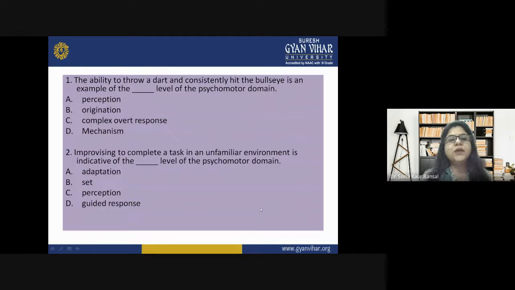Now, the ability to throw a dart and consistently hit the bull's eye is an example of. Now these are the questions, students, that I'm asking you, and you have to answer in my comment box as well. So, the ability to throw a dart and consistently hit the bull's eye is an example of which level of the psychomotor domain? Is it perception, origination, complex overt response, or mechanism? Just write down the correct answer in my comment box.